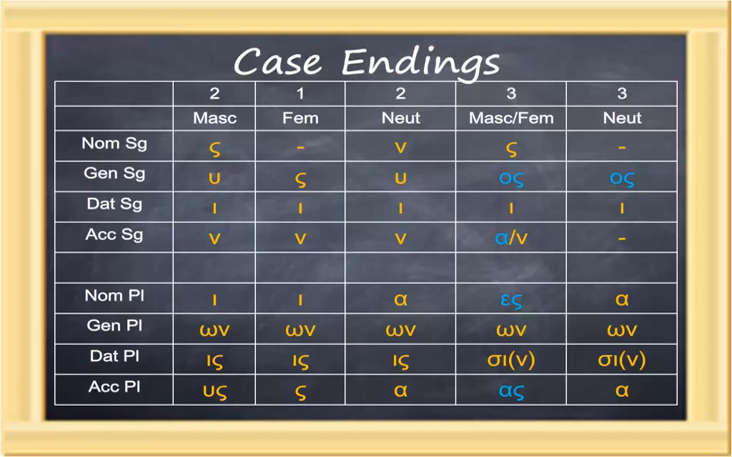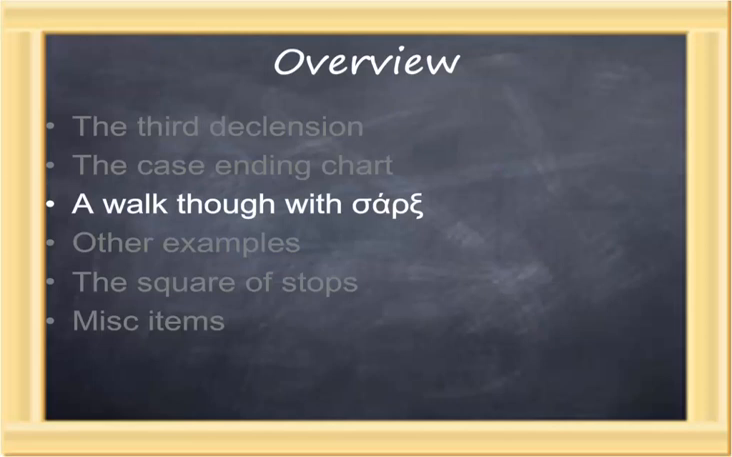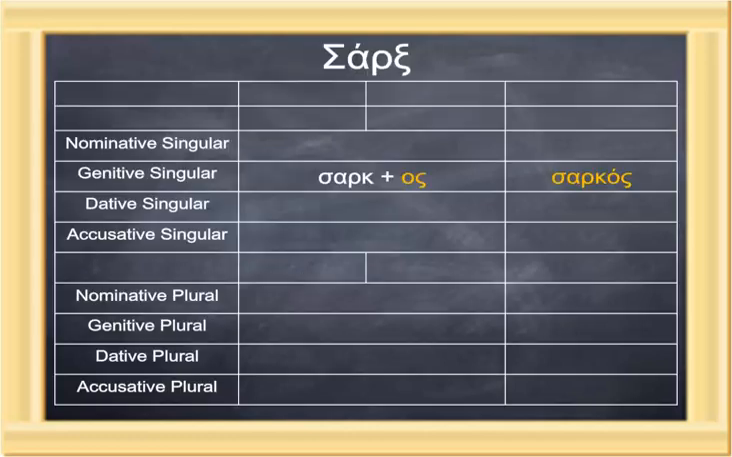Omicron sigma for the genitive singular, for both masculine, feminine, and neuter. The occasional use of alpha for the accusative singular. Epsilon sigma in the nominative plural, and alpha sigma in the accusative plural. Everything else is fairly straightforward, or twisted about, but nonetheless easy to remember. Now let's look at how these case endings appear as we walk through the various forms of sarx.